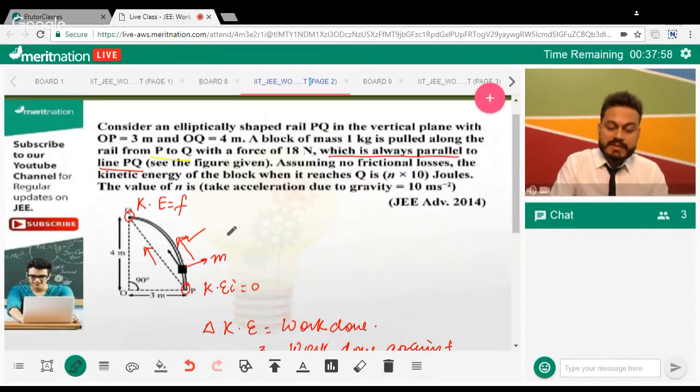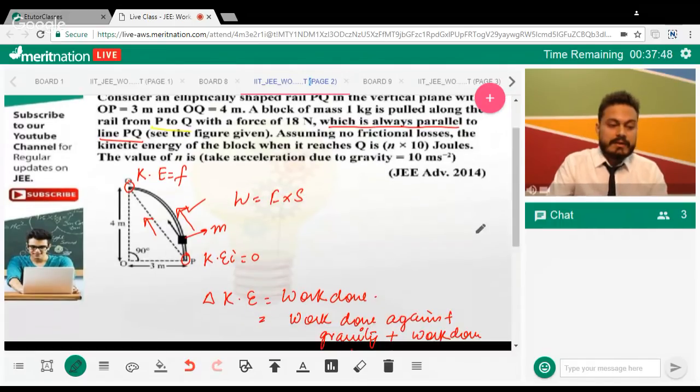So the question clearly mentions that this force is always parallel to PQ. That means force and displacement are always parallel, so in F into D cos theta, theta will be 0 degrees. So work done will be F into S directly. Now in this triangle, this is 4 meters, this is 3 meters. You are very well aware that by using the Pythagoras theorem this can be calculated as 5 meters.